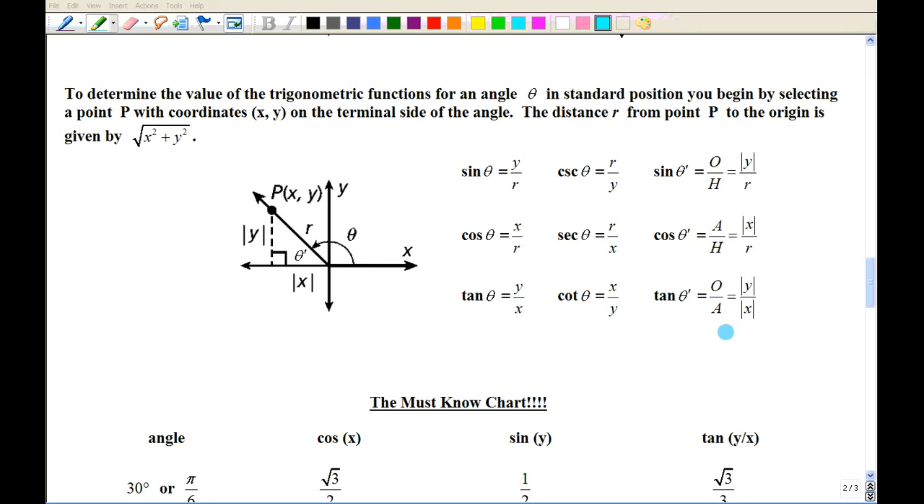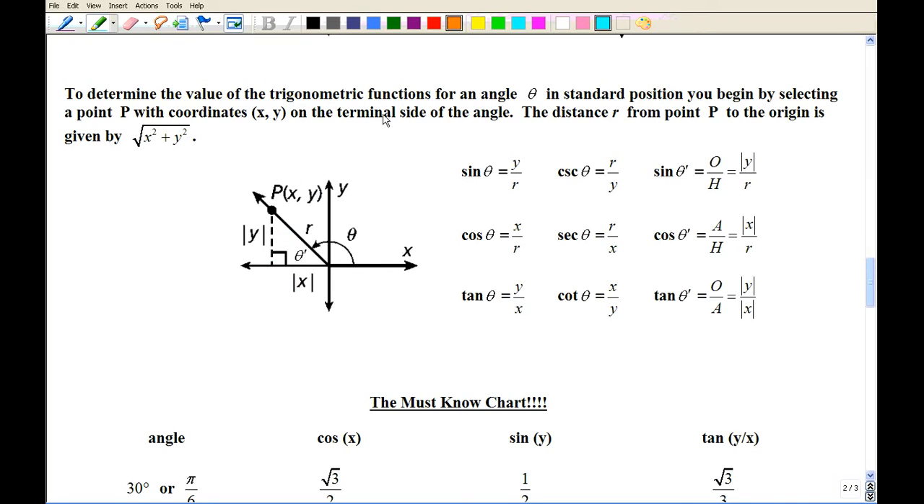To determine the value of the trigonometric functions for an angle theta in standard position, you begin by selecting a point P with coordinates x, y on the terminal side of the angle. So you can see P of x, y, or point P, which has the coordinates x, y, right here on the terminal side of our angle. The distance r from the origin to that point is given by the square root of x squared plus y squared, which, if you replace that with a and b and made it equal to c, would be the same thing as your Pythagorean theorem.